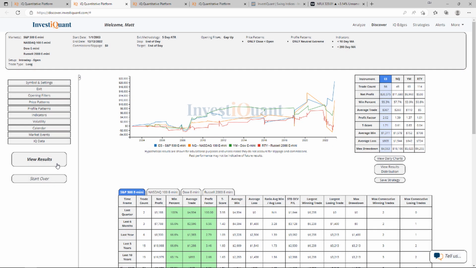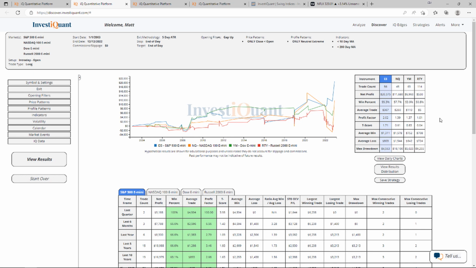And here we go. These are the results based upon entering the market long at 9:30 a.m. Eastern Time, exiting at 4:15 p.m. Eastern Time, when the prior session had a neutral extreme down day, closing below a 10 and 200-day simple moving average, and the following session it gaps up. Historically, we have 56 samples here in the S&P. We've got 45 in the NASDAQ, 63 in the Dow, 114 in the Russell.